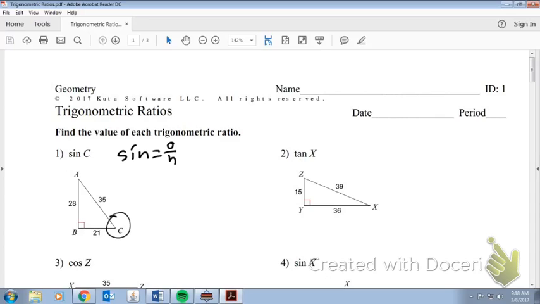So we go, what leg, or what side of the triangle is opposite of C? Well, the sine of C then is going to be opposite, which is 28, over the hypotenuse, 35. And then we take out a 7 from both, and we get 4 over 5. And that's it, guys. Literally, that is it. Find the value of each trigonometric function, 1 through 15. All you're going to do is set up those ratios and reduce them.